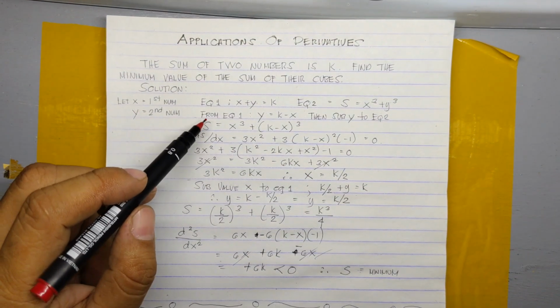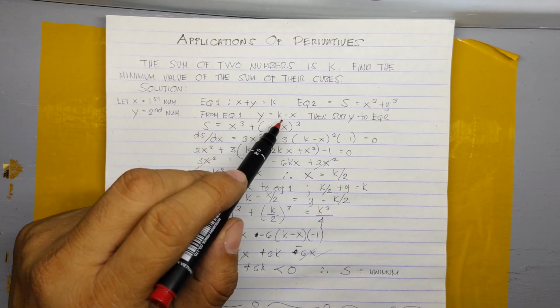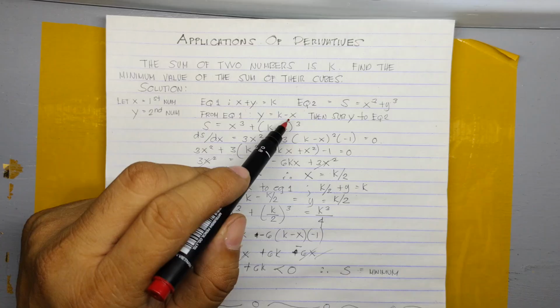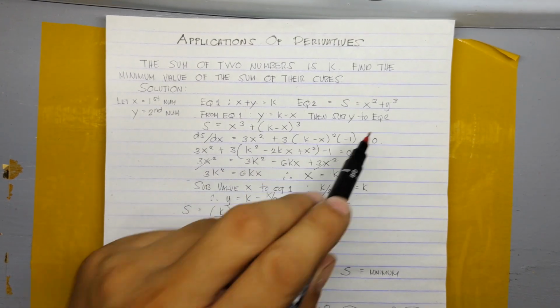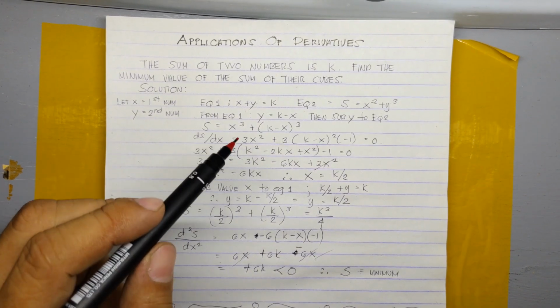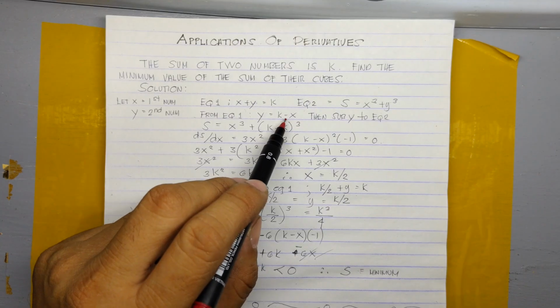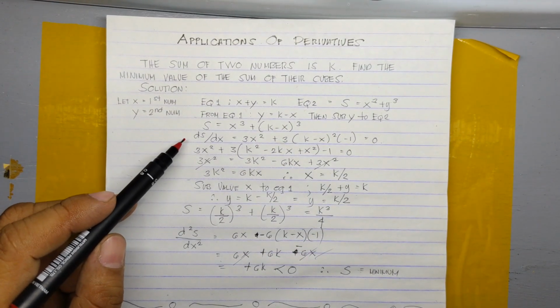So from equation 1, we derive the value of y. So y is equal to k minus x. We just transpose x, that's why it's negative. Then substitute the value of y into equation 2. So we derive s is equal to x cubed plus (k minus x) cubed.